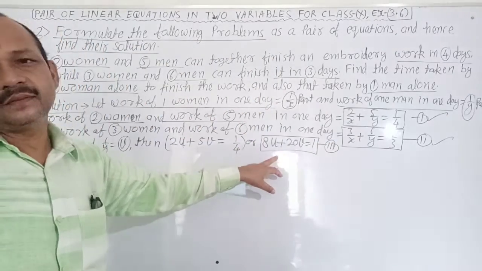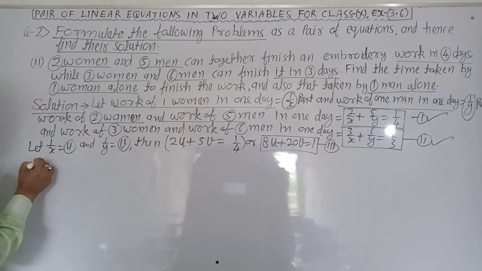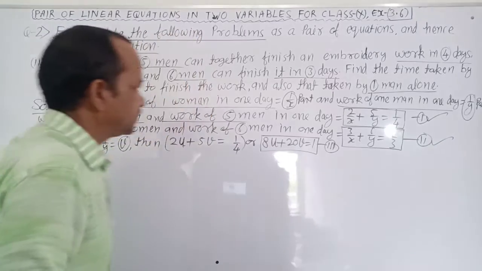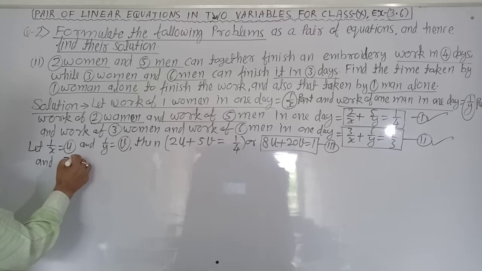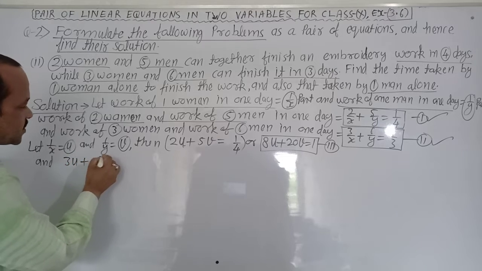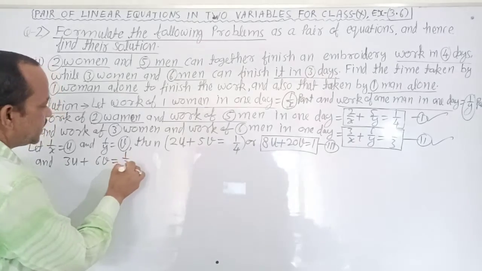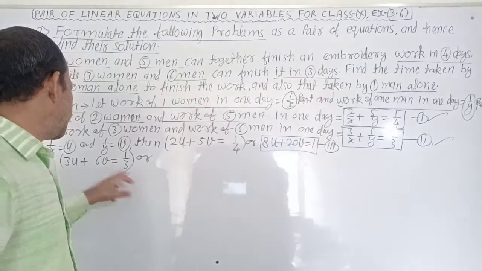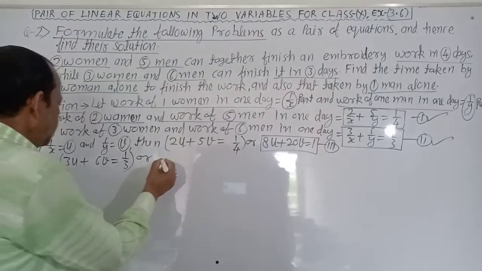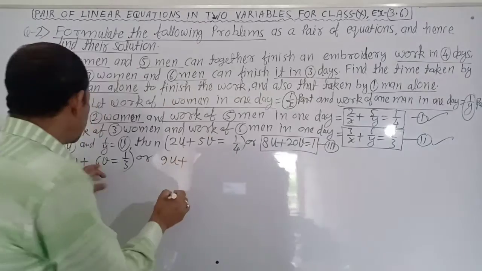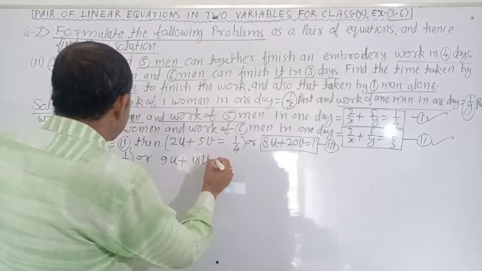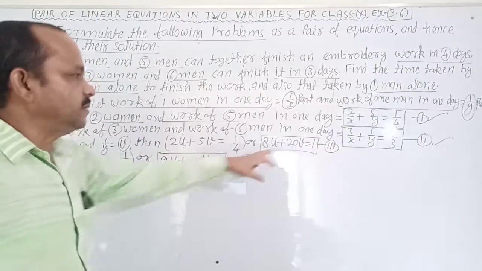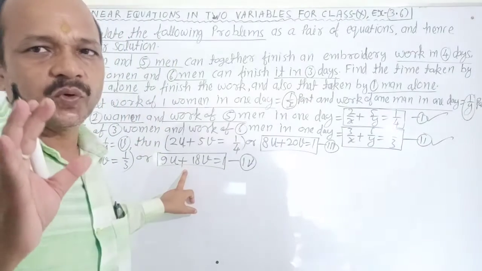It is equation third. And here according to second equation, 3u plus 6v equal to 1 by 3. You multiply by 3 in 3u and 6v. It becomes 3 3s are 9u plus 3 6s are 18v equal to 1. It is equation 4. You find equation 3 and equation 4. Clear?